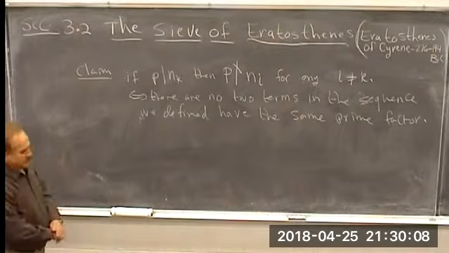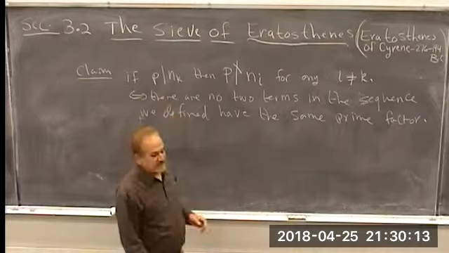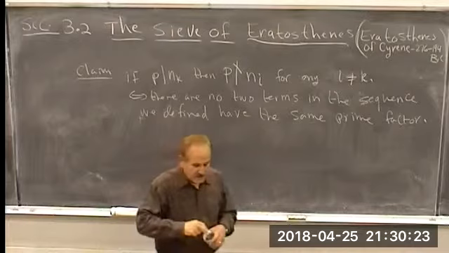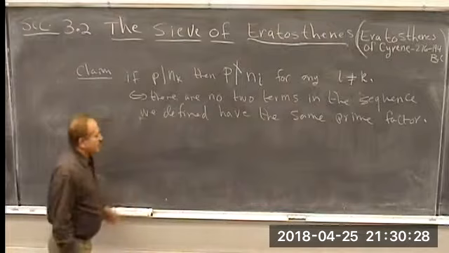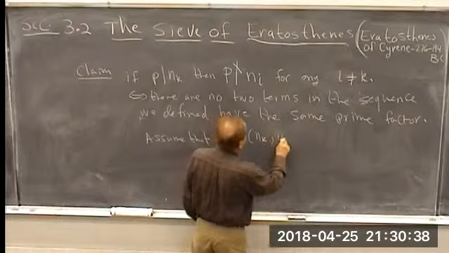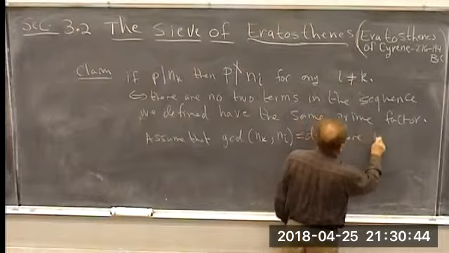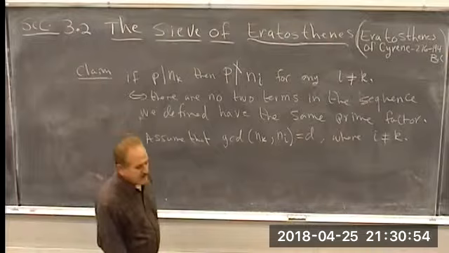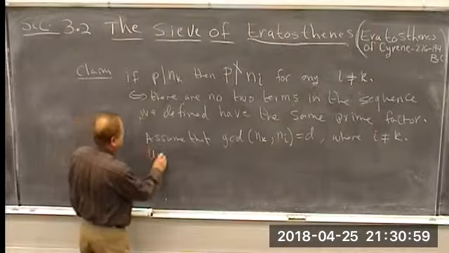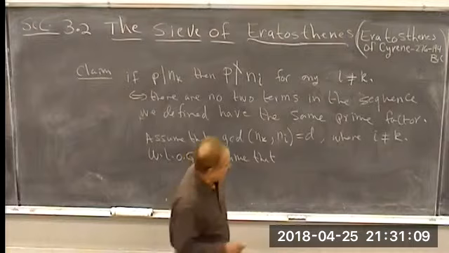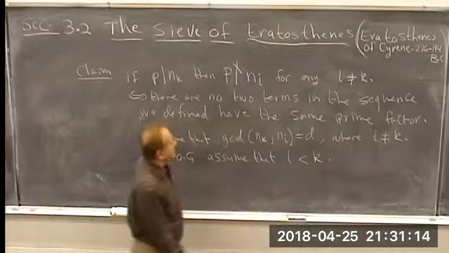All right? We're going to prove this claim, and we're going to assume that the greatest common divisor of these is equal to d, and prove that actually it's equal to 1. So let's assume that the greatest common divisor of n sub k and n sub i is equal to d, where we are assuming that i does not equal k. So two distinct terms in the sequence. Now, without loss of generality also, let's assume that i is strictly less than k, because they are not equal, so one must be smaller than the other.